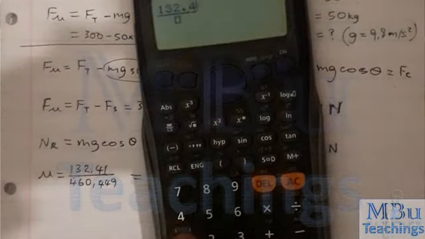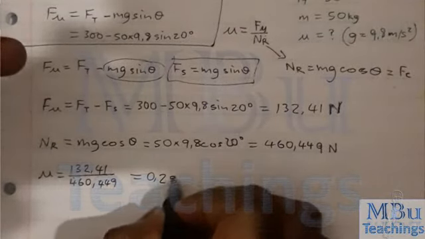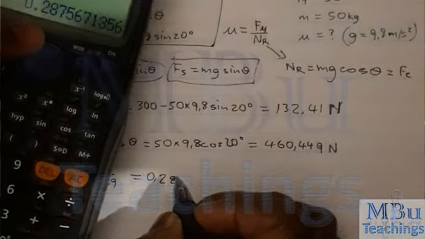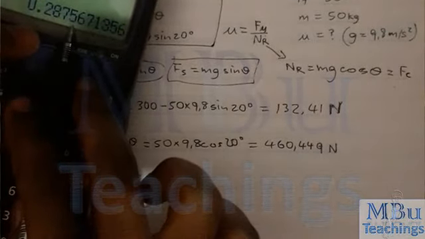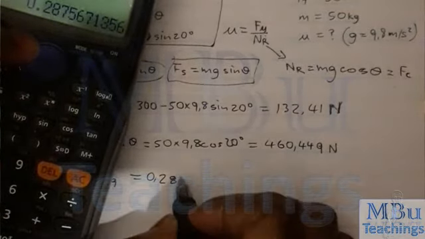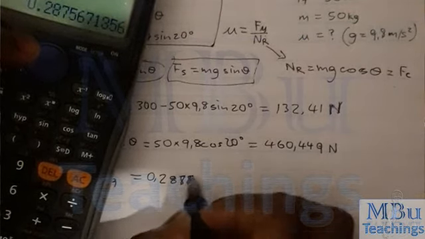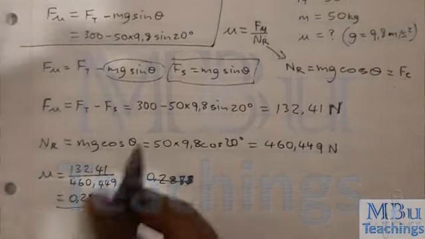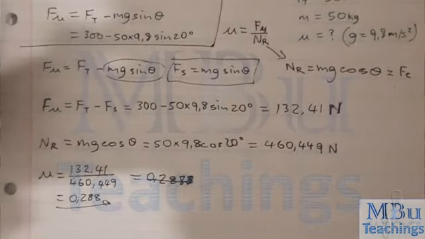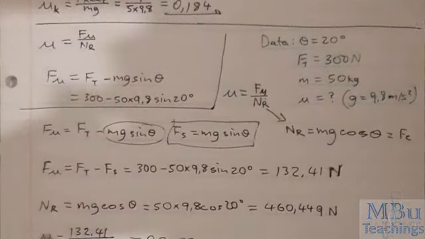Then let's come back to our calculator. So that's your equal sign. You can see that it is 0.28. When you put it here, it is 0.2875. Now that 5, you can keep it as 7.5 or just make it 8. That is the answer for our mu. So we managed to find mu for both of these problems.